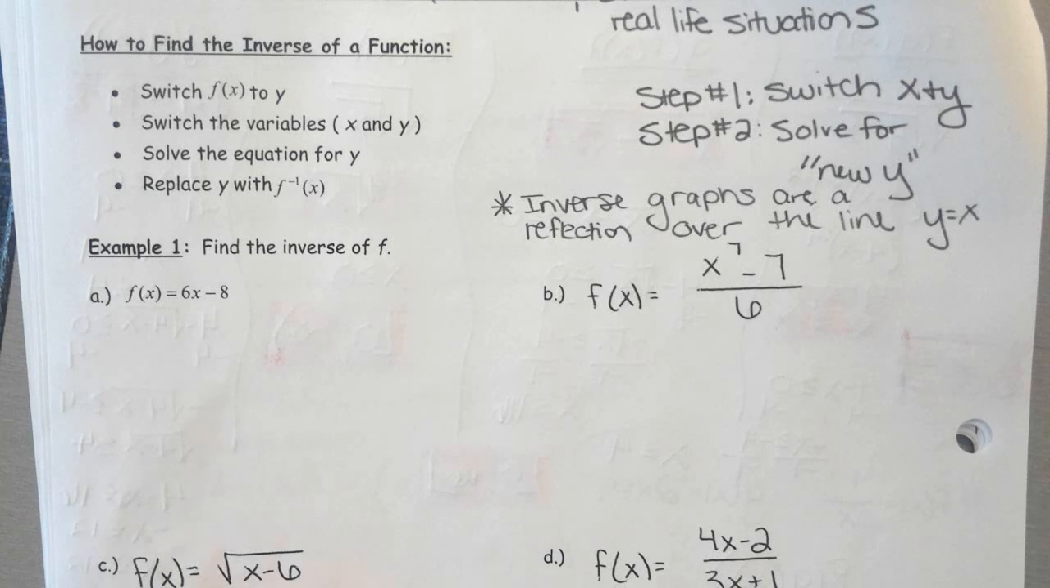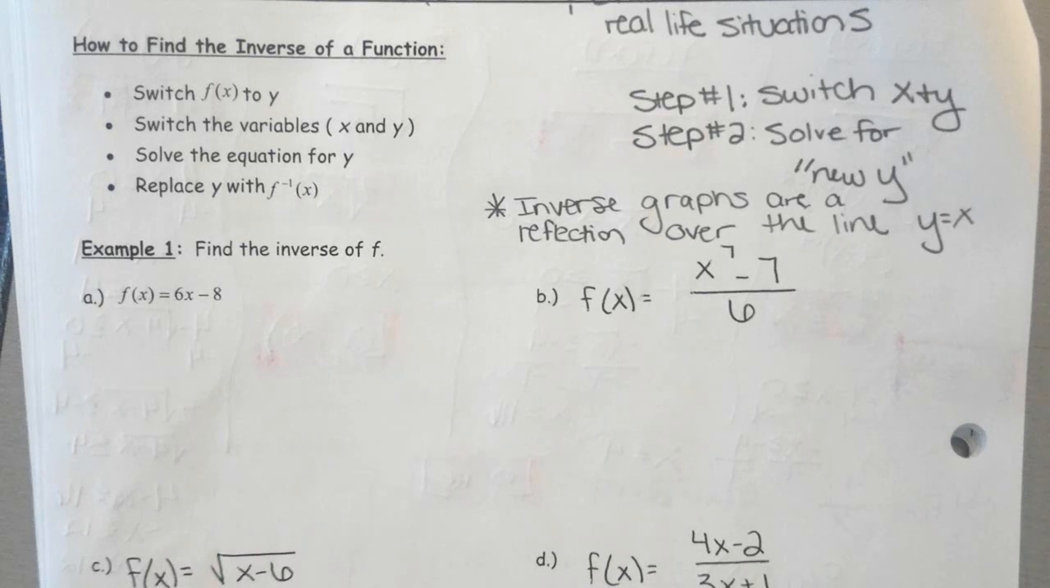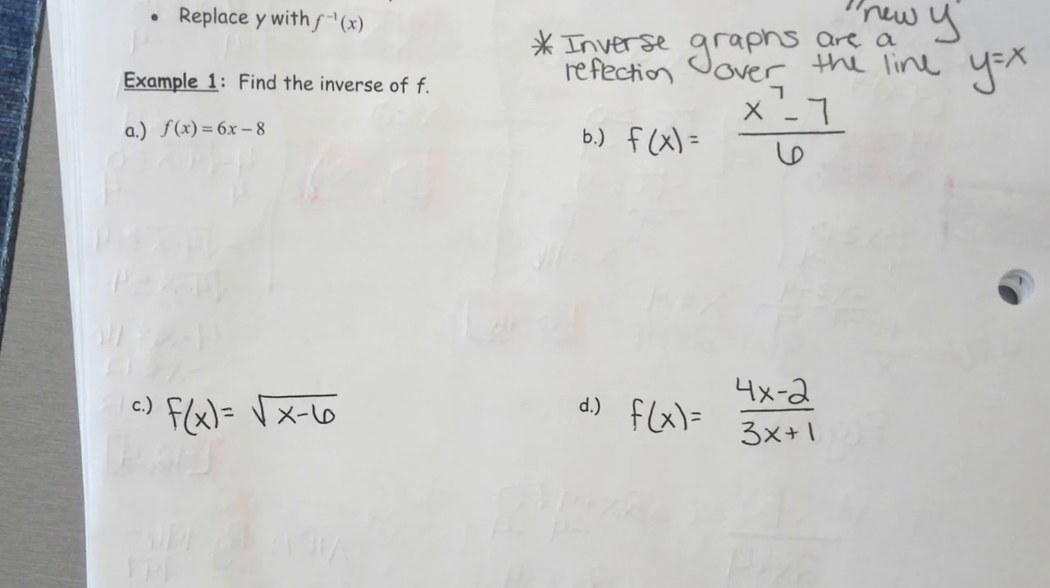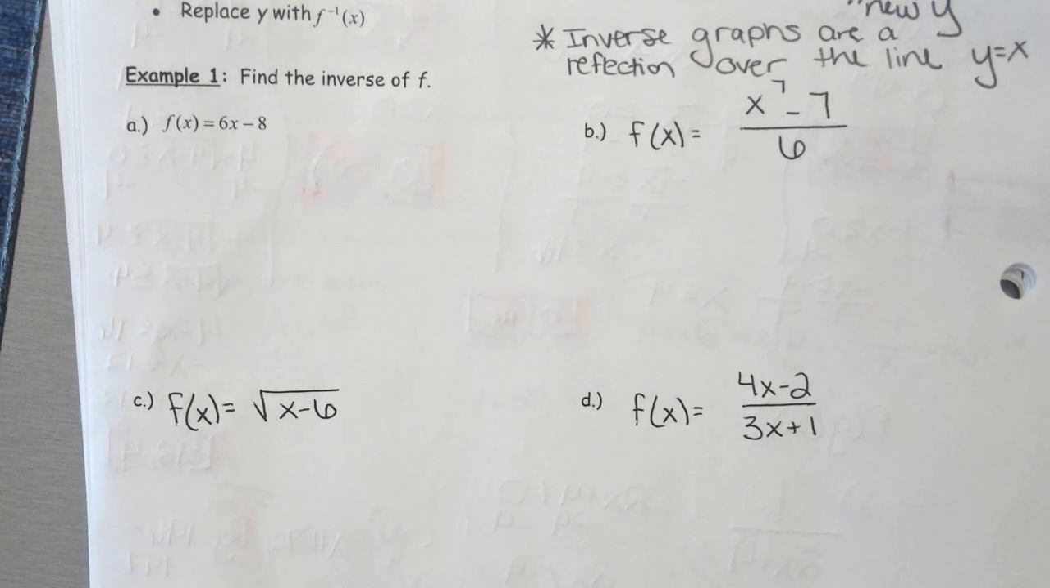Alright, so we're going to do 4 examples. We're not going to do part E because E and D are very similar, and I feel like D gets us what's going on, so we don't need part E. I'm going to do 4 examples because they're all a little bit different.